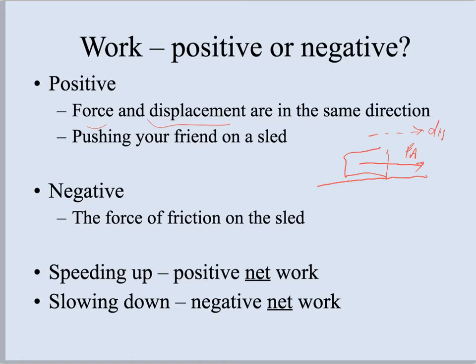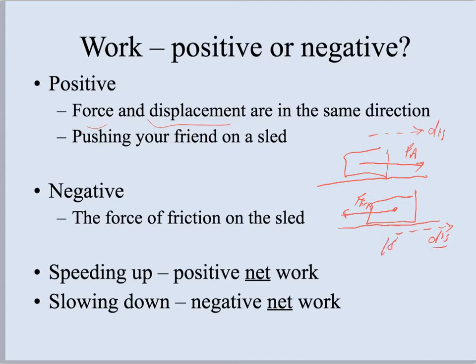But there's also work being done on the sled by friction. So if we just focus on friction, it would be what? It would be kinetic friction in this case. You have the object moving displaced to the right, but friction's working to the left.